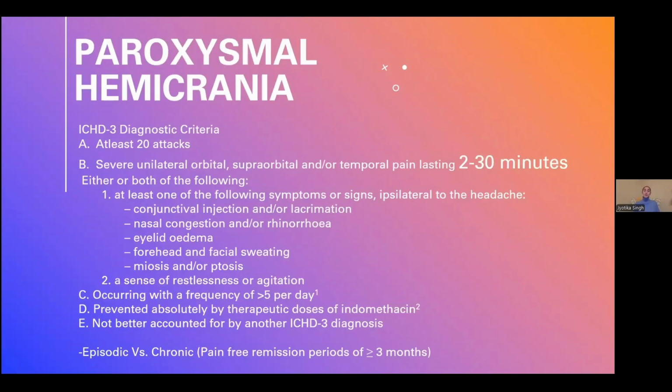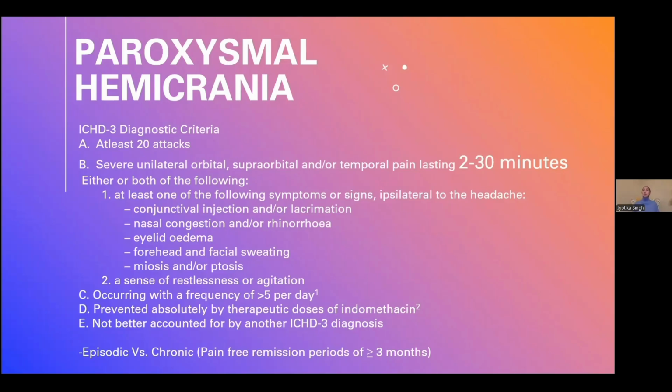The other headache disorder that we're talking about is called paroxysmal hemicrania. This is defined by having at least 20 attacks, again having pain in that same eye area, temple area on one side, lasting anywhere from 2 to 30 minutes. So this is longer than SUNCT and SUNA. And you have to have autonomic symptoms on the same side. Or you can actually just have a sense of restlessness or agitation associated with the headache, maybe you're pacing around, you just can't get comfortable. That's what they mean by restlessness or agitation.